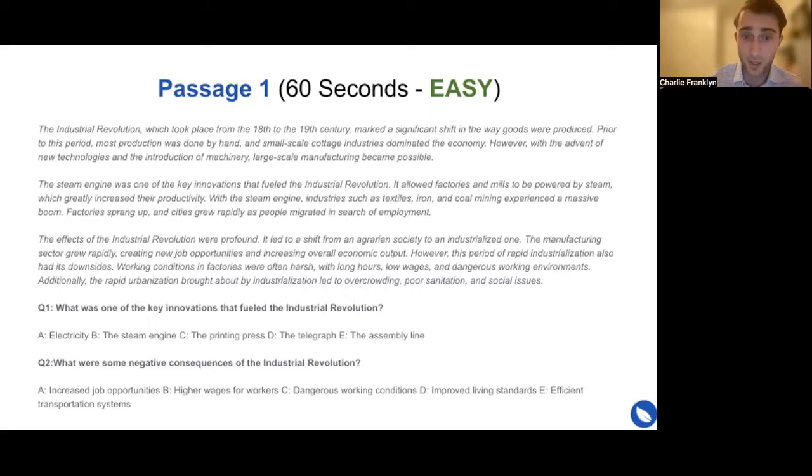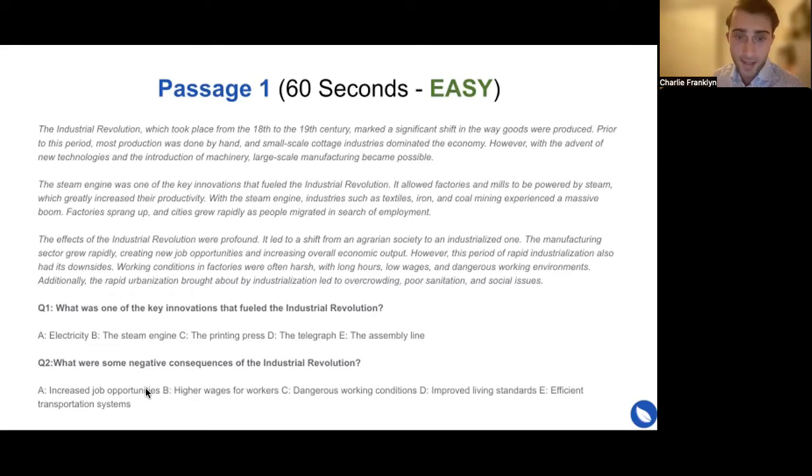The second question, question 2, is what were some of the negative consequences of the Industrial Revolution? Looks like everyone has gone with C for this one. Yeah, it looks like everyone's gone with C, which is correct. And so there's a few things here. One thing, people who just skip straight for the information would have saved time, which is good.